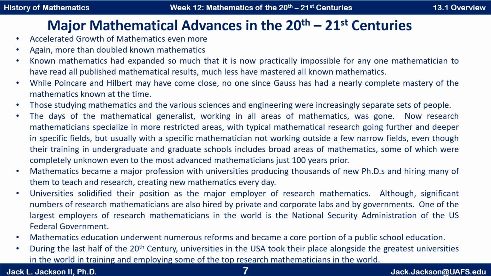There are a few exceptions to this where people can do a lot of different fields, but even those folks don't try to do everything. They pick a few fields to work on. On the other hand, their training as an undergraduate and in graduate school includes broad areas of mathematics, and some of those were completely unknown even to the most advanced mathematicians just 100 years prior. So, in some sense, the best mathematicians of today know more mathematics than the best mathematicians of 100 or 200, 300 years ago.